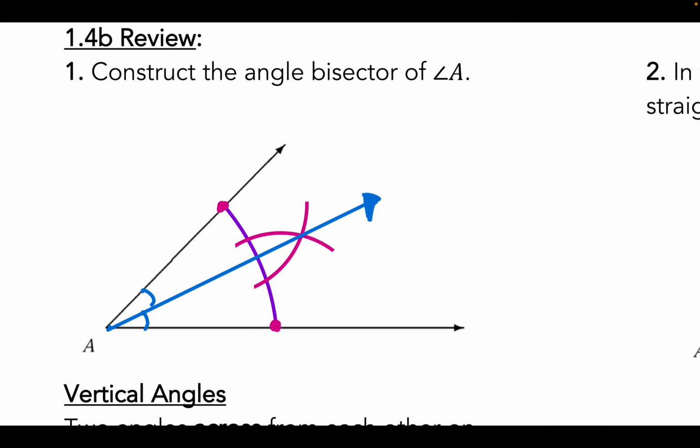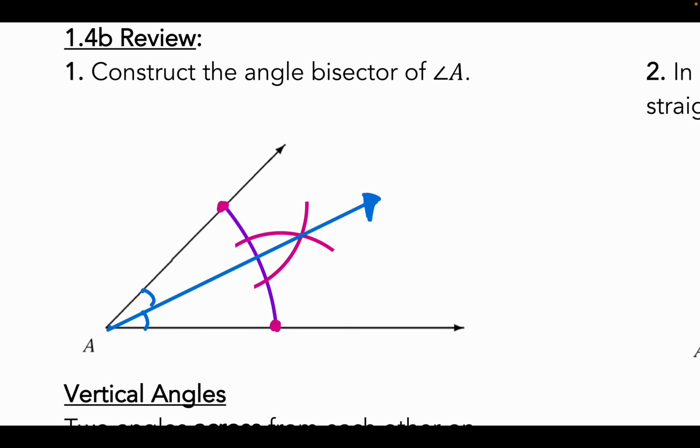If you don't remember how to construct an angle bisector, go ahead and look at the video for angle bisectors. But a quick rundown, your picture should look something like mine. First, you're going to make this arc on your angle, from your vertex to your arc.